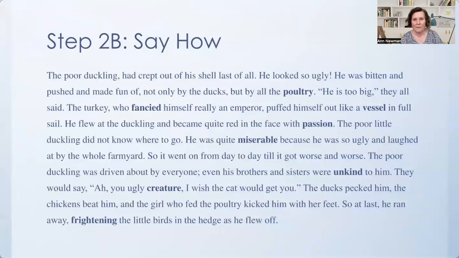Let's look at the sentence afterwards. He's too big, they all said. The turkey, okay, the turkey is going to make fun of him also. So what are a turkey and a duckling? What are they? They are kinds of birds who do not what? They don't fly, and we eat them, okay? Like chickens.